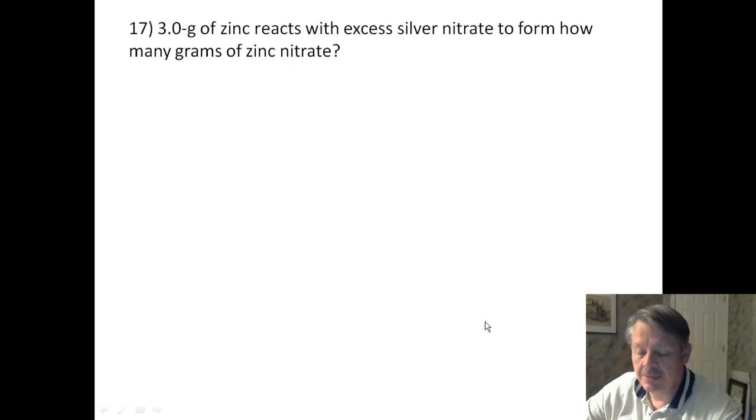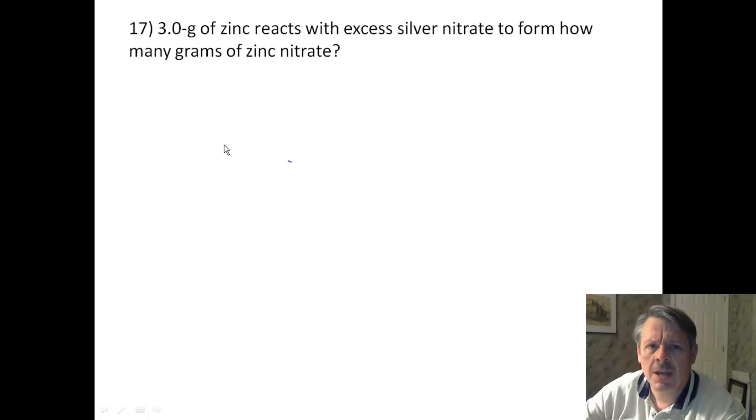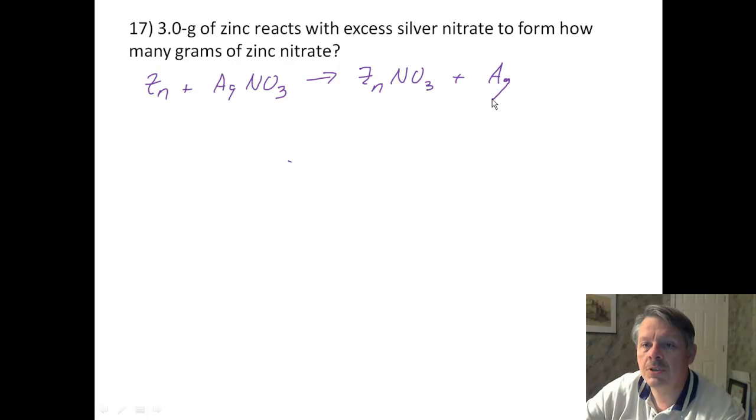Number 17. Zinc reacts with excess silver nitrate, AgNO3, to form how many grams of zinc nitrate? Zinc nitrate, Zn(NO3)2, plus the thing I have to have left over is silver. That's a single replacement reaction. Let's make sure our charge is balanced. We have a +1, -1. That's cool. We have a +1. Oops. We have a +2, -1. So we have to go and balance our equation by putting 2's there. All right. So now we're ready to do some math.